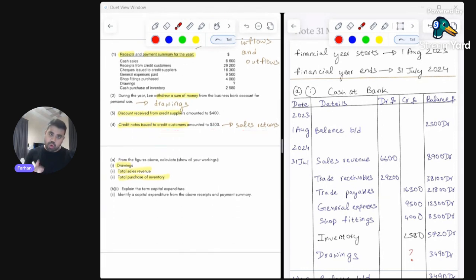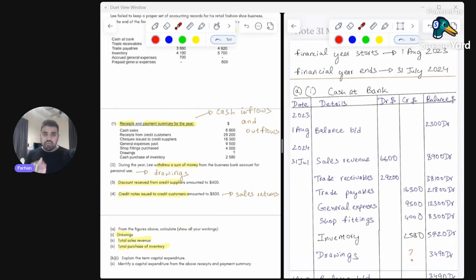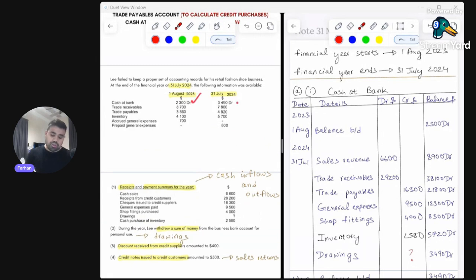The first requirement in this question is to use all the figures that we are provided and calculate the amount for drawings, total sales revenue, and total purchases of inventory. Now, the best way to solve this question is to prepare the relevant ledger accounts for each of these items. Starting with the drawings, we know that the owner has withdrawn a large sum of money from the business bank account. Therefore, it makes sense for us to prepare the cash at bank ledger account, and also because we are given all the receipts and payments summary for the year in addition to the opening and closing balances.